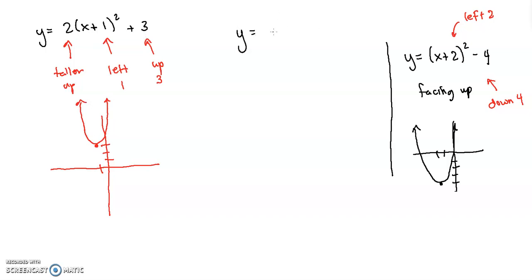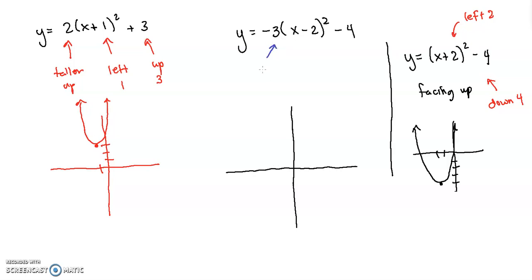Let's say we've got negative 3(x minus 2) squared minus 4. Graph this one. Okay, again, let's go through and see what all the numbers do to the graph. So what does a negative 3 out front tell us? Okay, the 3 tells us it's going to be more narrow or taller. And the negative tells us that it's going to be facing down. Negative tells us down, 3 tells us narrow.